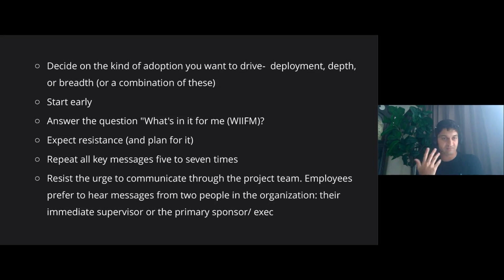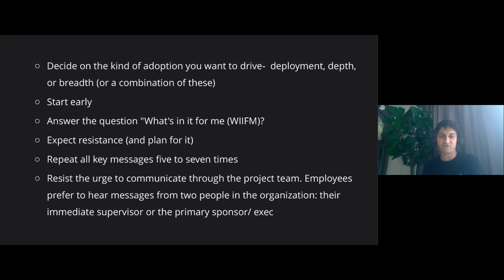Driving, answering the question, what's in it for me, from an end user perspective. Expect pushback, expect resistance. The key thing is planning for it, right? So as I said, resistance is natural. All of us tend to push back on any change that we feel is forced down on us. So it really is about planning for it. As I said earlier, repeating every key message 5 to 7 times, and this is not for your entire comms, right? It is only the key messages that you want your end users to take away with them.